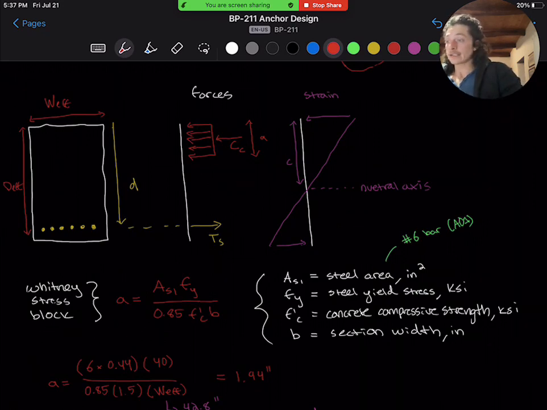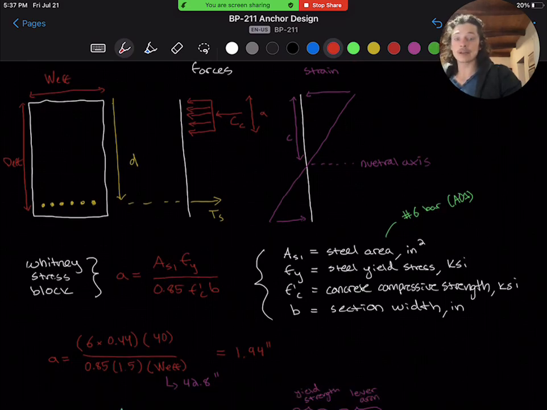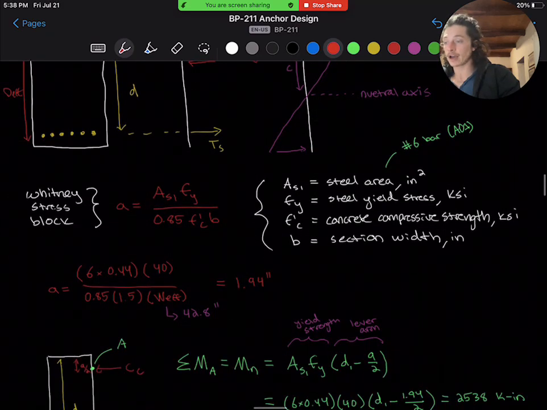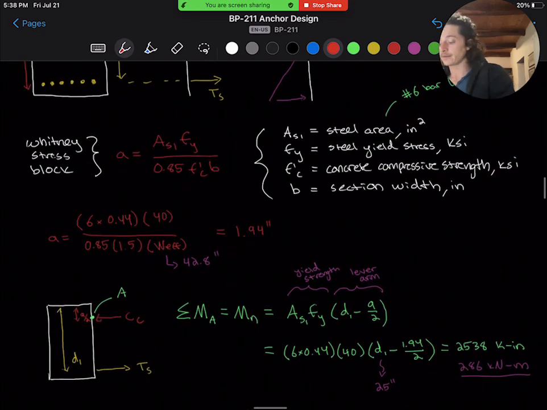So for our example with the A2 anchor, we have number 6 bars at 0.44 square inches, 40 KSI strength rebar, 1.5 KSI concrete, and a W effective of approximately 42.8 inches that we can read off of our drawing set to give us a value of 1.94 inches. And then we can get clever and define point A at the centroid of the concrete compression reaction. So I've drawn that in green here.